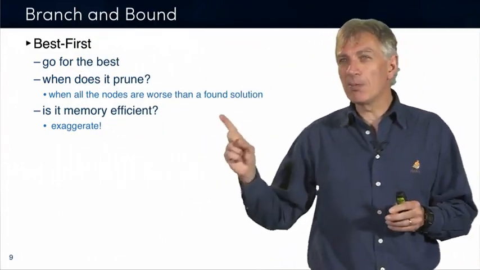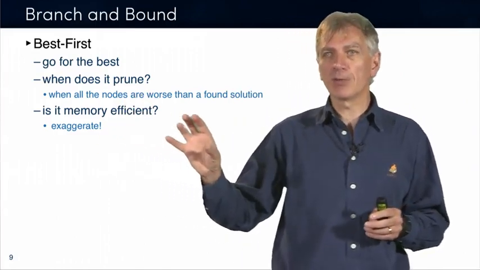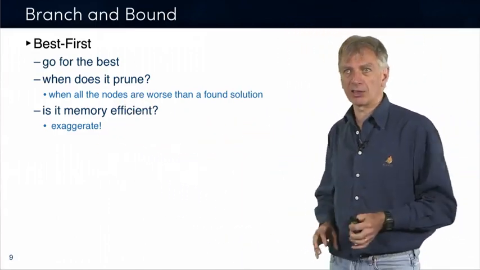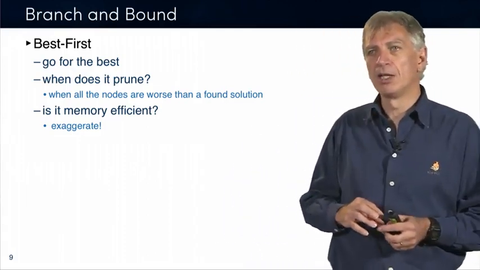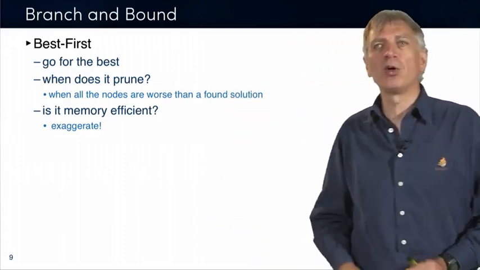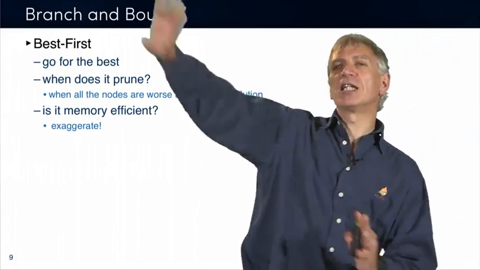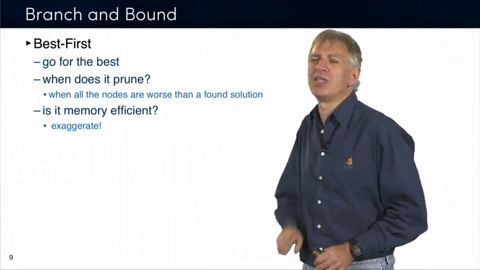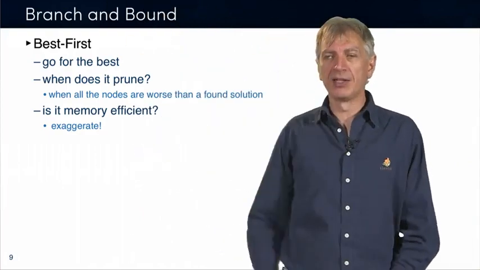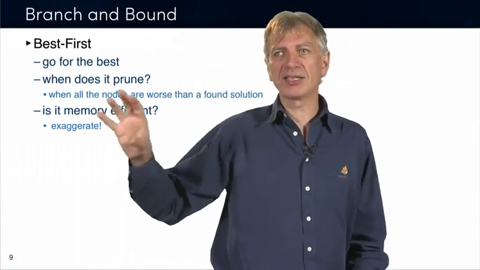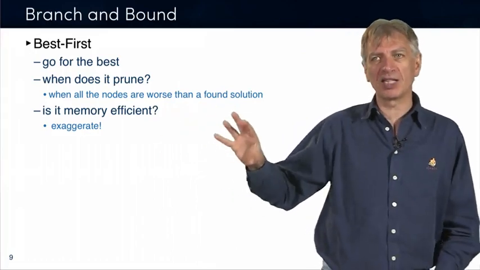Now, is it memory efficient? Think about it. Once again, exaggerate. How would we be exaggerating in this particular problem? Well, we can be just silly. Suppose that the optimistic evaluation is going to be amazingly optimistic. It's going to give you plus infinity all the time. So if you do that, how much space are you going to use in best first branch and bound?